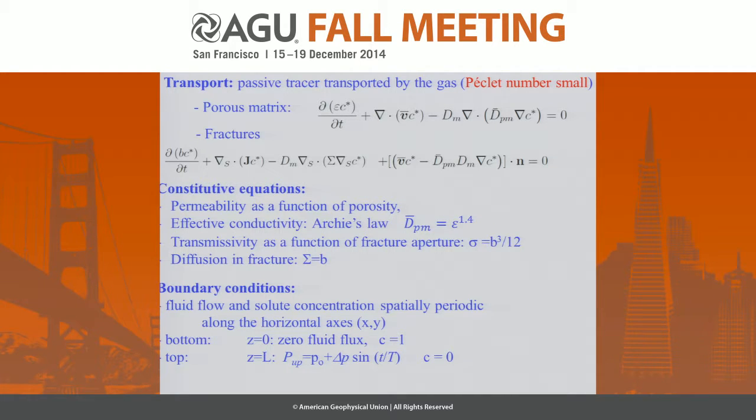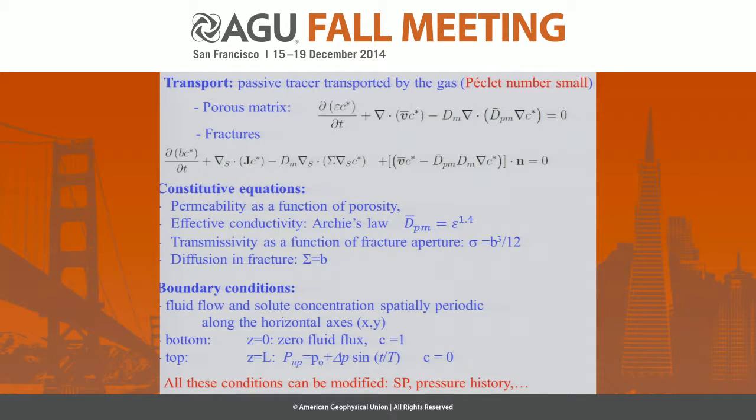So the boundary conditions, we assume this, so this is a general hypothesis, we assume that the fluid flow and solute concentration are spatially periodic in a horizontal plane. And at the bottom here and at the top are the boundary conditions I spoke about previously. So all these conditions can be modified. For instance, we can easily modify the spatially periodic boundary conditions here laterally. That's not a problem. We can also replace this condition on the pressure by giving a pressure history or whatever we have.